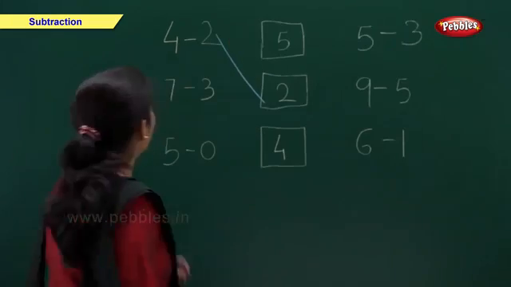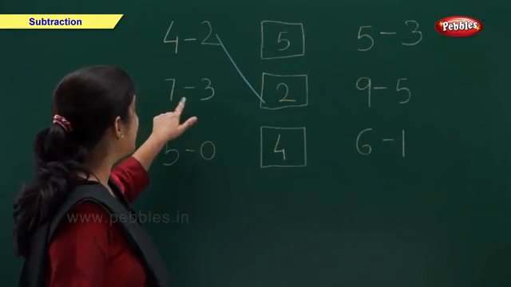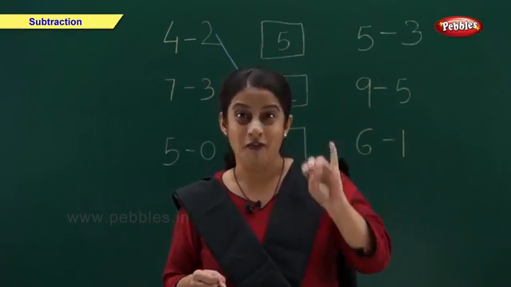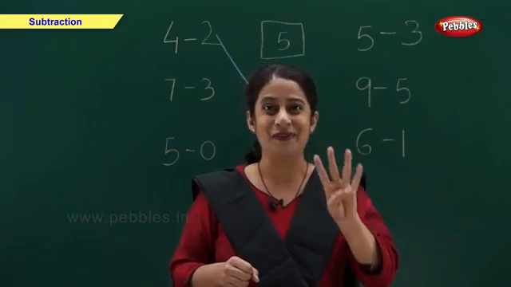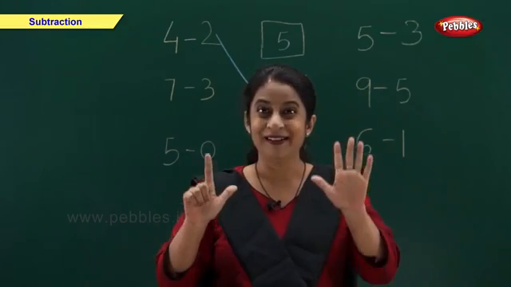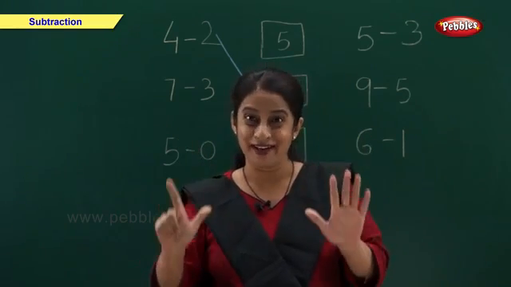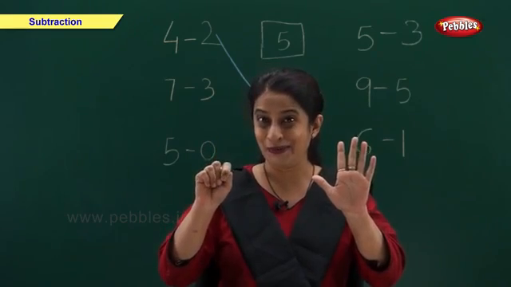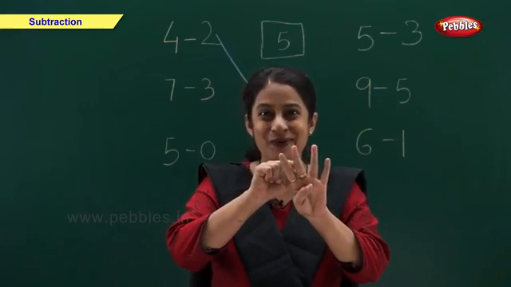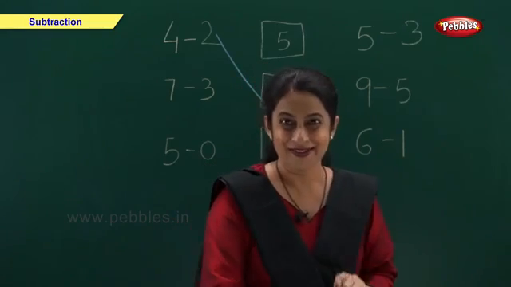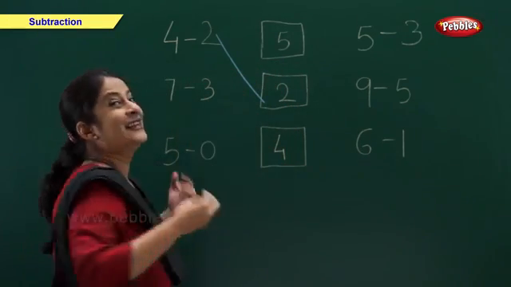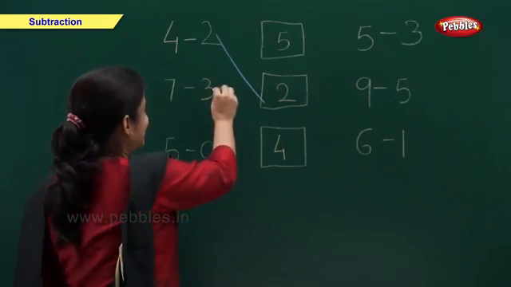Let's match. Now we have 7 minus 3. So let's count and match. 1, 2, 3, 4, 5, 6 and 7. So now let's remove 3. 1, 2 and 3. How many fingers left? 1, 2, 3, 4. So you are right. 7 minus 3 is equal to 4. So let's match.